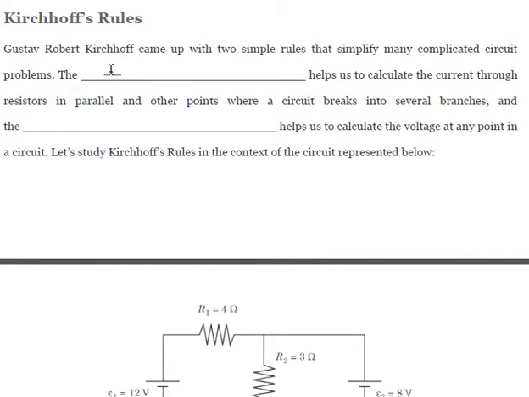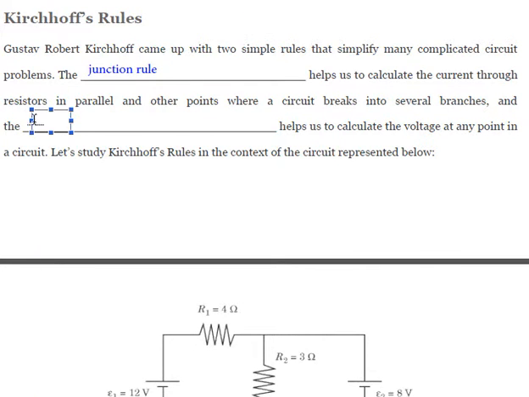circuit problems. So the first one being the junction rule, and we have been using this one when we talk about parallel circuits. The junction rule helps us to calculate current through resistors that are in parallel. That's where we've seen it before, and any other point where a circuit breaks into a bunch of different branches.